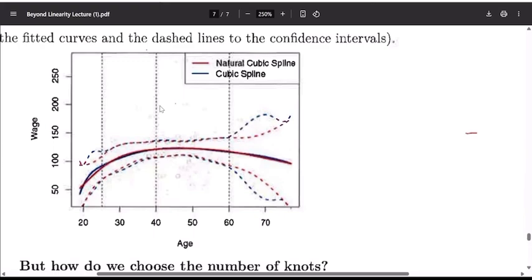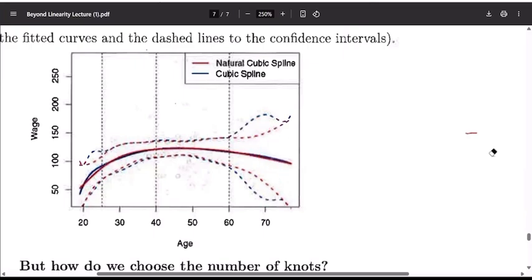How do I know it's narrower? Look at this. Do you see the natural one? But look at the cubic one. The natural cubic spline has a narrower interval. Why does the cubic spline have a wider interval? We prefer the natural cubic spline.